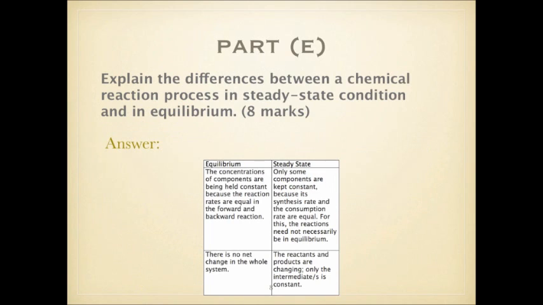Part E. Explain the differences between a chemical reaction process in steady-state condition and in equilibrium. The first difference would be, in equilibrium, the concentrations of components are being held constant because the reaction rates are equal in the forward and backward reaction. However, in steady state, only some components are kept constant because their synthesis rate and consumption rate are equal. For this, the reactions need not necessarily be in equilibrium.